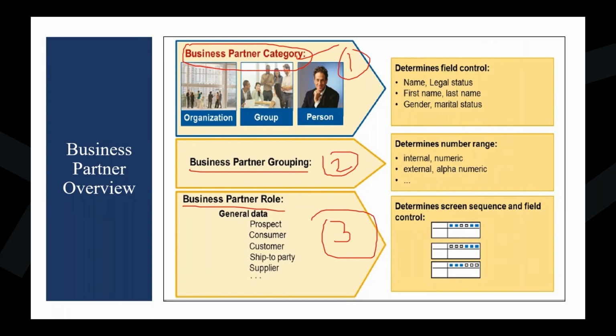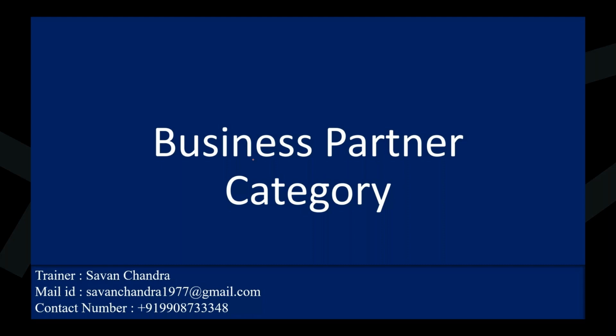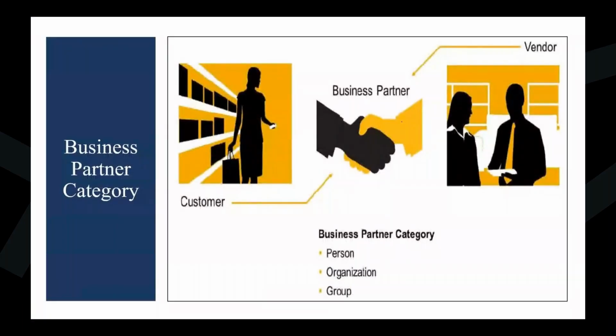So first we will start with the business partner category. What is business partner category, why it is used, what is its significance basically. Normally in the business partner we have three categories by default: one is person, one is organization, and another one is group. You cannot create a new category. You have to use any one of these three when you are creating a business partner.